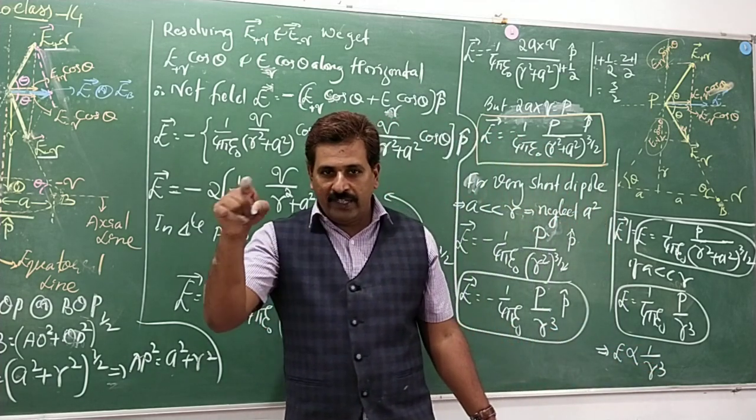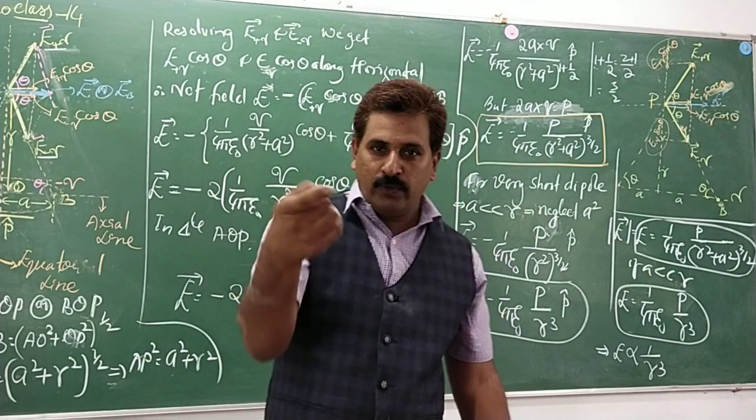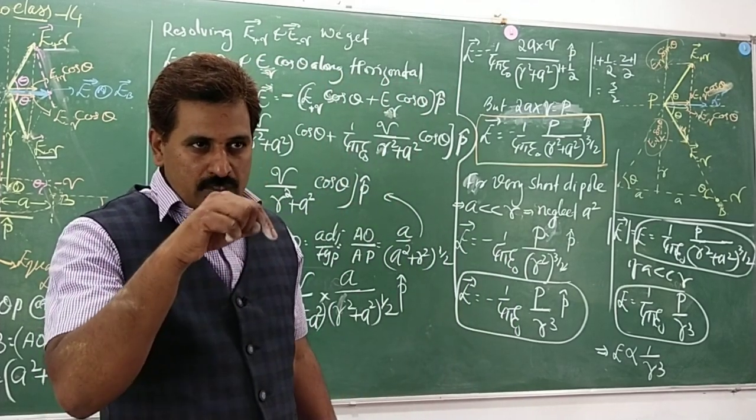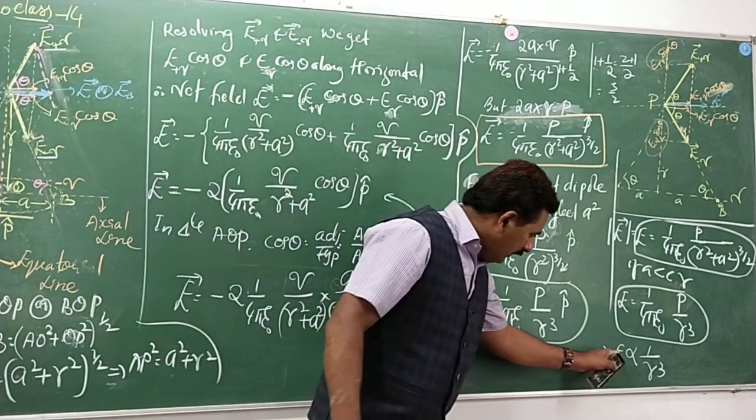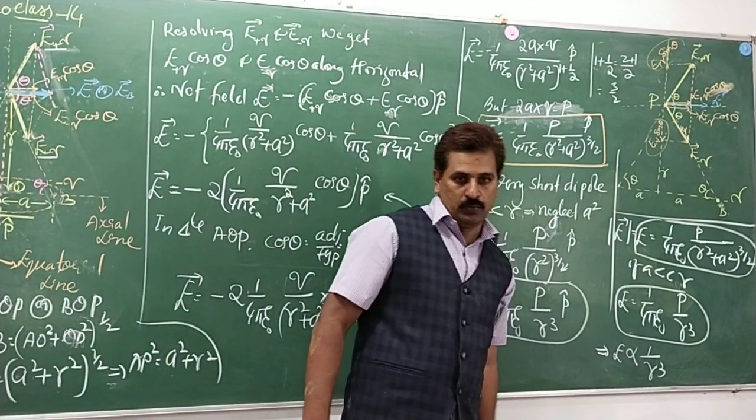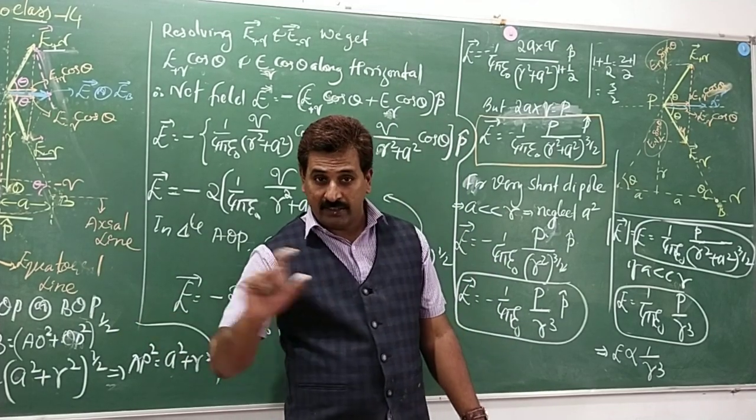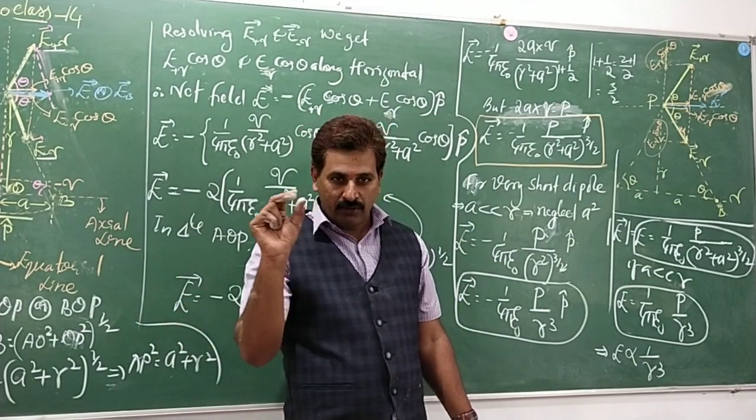How does electric field vary with distance? Inversely proportional to the square of distance. E is proportional to Q, and E is inversely proportional to R square. But for a dipole, it is inversely proportional to R cube. It falls off quickly, it decreases.